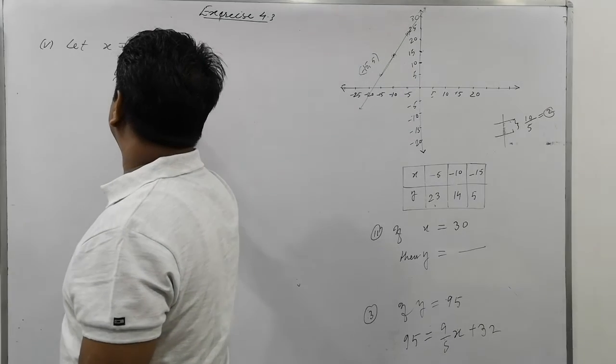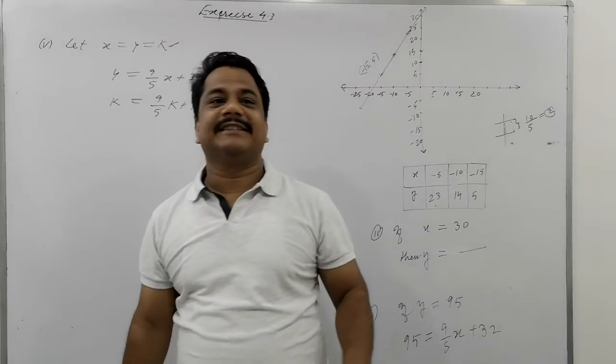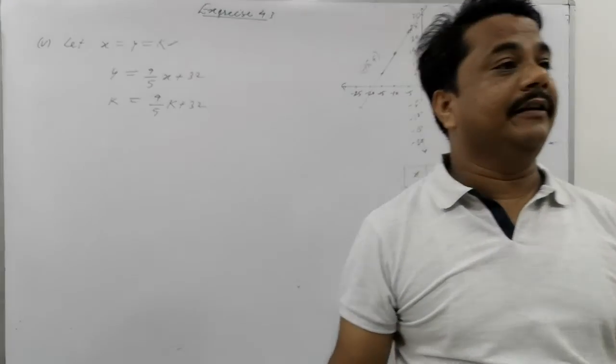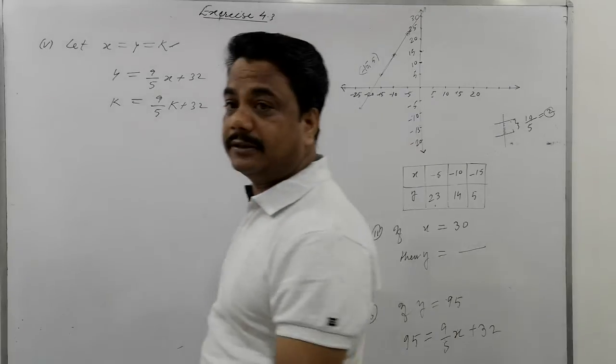So it's k is equal to 9 by 5 k plus 32. And by solving this expression, you will obtain the value of k for which x and y are equal. Okay. How will you solve this, please?